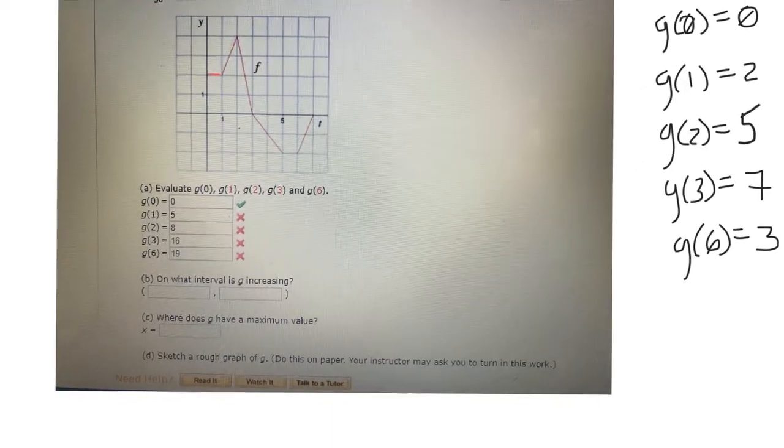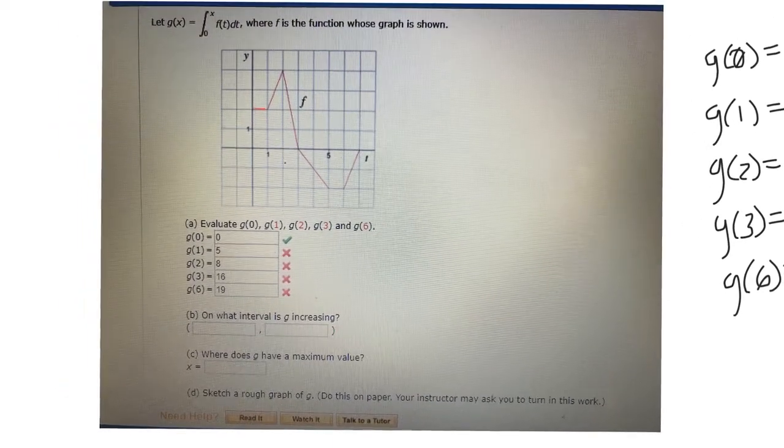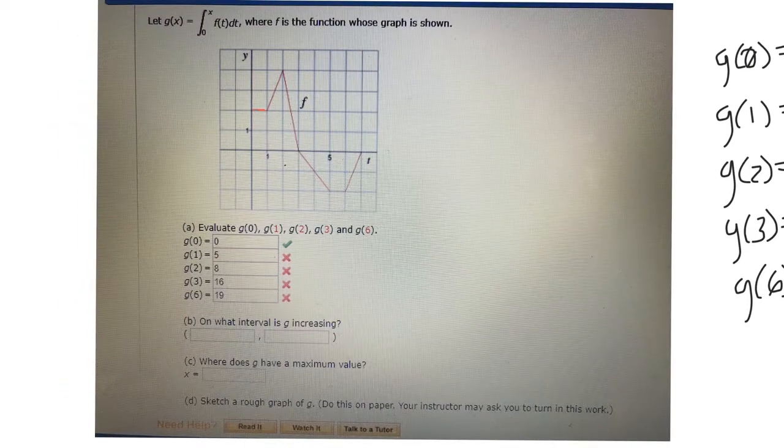So let's look at this graph. This is the graph of f. So we need to ask ourselves, okay, well, where is the area under the curve increasing? Well, when you consider from 0 to 1, I mean, it's clearly increased, you know? When it was at 0, the area under the curve was 0. When it was at 1, the area under the curve became 2, right?